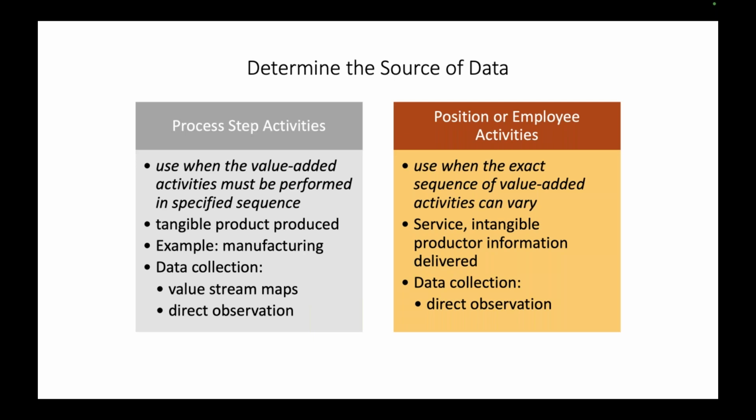When it comes to looking at a position or employees, there's a sequence of activities, but they don't have to be done at the same time. So a lot of administrative processes, and there's a typo there, producer information. It said intangible, intangible product. Sorry, not intangible producer.